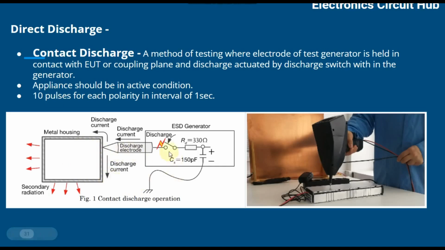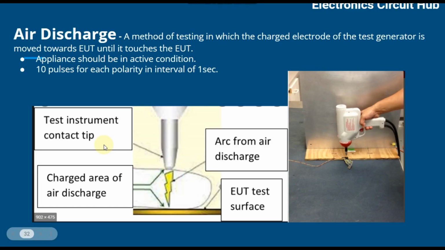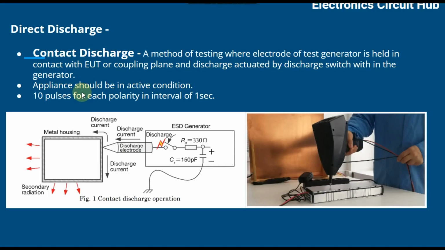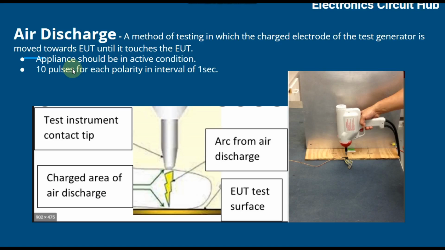That is 10 pulses for positive and 10 pulses for negative. Here you can see the contact discharge operation, like a block representation. Here we have a 150 pF capacitor and a 330 ohm resistance, and then it discharges through the discharge electrode to your product, right? It's in direct contact with your product, right?